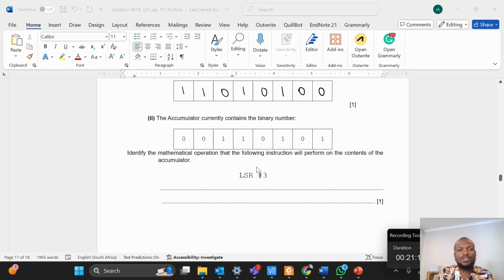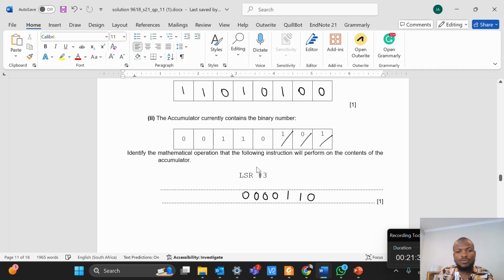LSR 3 means move this bit to the right 3 places, right? Then replace the left-hand side with 0. So when we move to the right 3 places, this is out, this will be out, this will be out, right? So that means I have 0, 1, 1, 0, 0. Then you replace with 3 zeros. 1, 2, 3. Okay? Now, let's convert each of them to base 10.